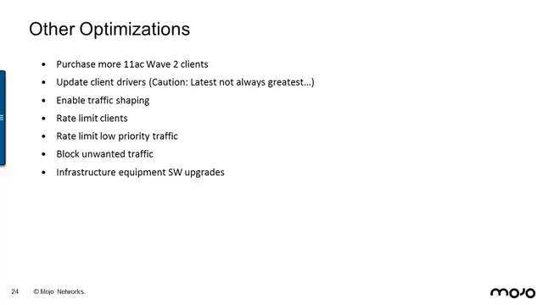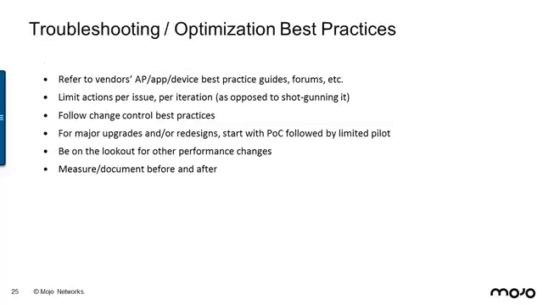And then other things you can do, like enable traffic shaping. You can rate limit clients, rate limit low priority traffic, block unwanted traffic, and so on. Then there's infrastructure equipment upgrades, that would be your switches, access points and so on. This is just a partial list. We can go on, but time is limited.